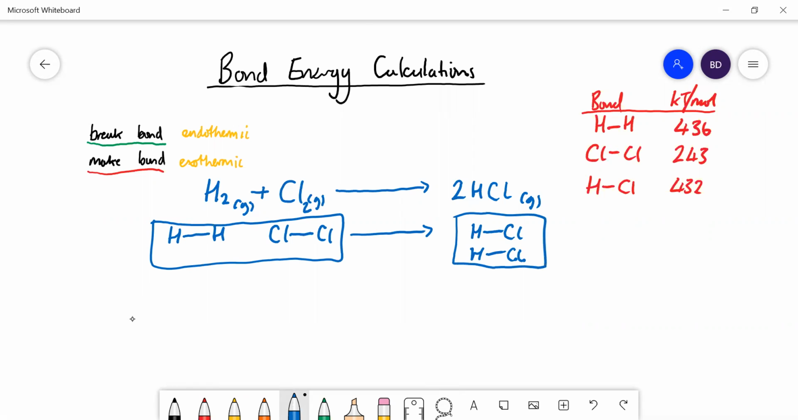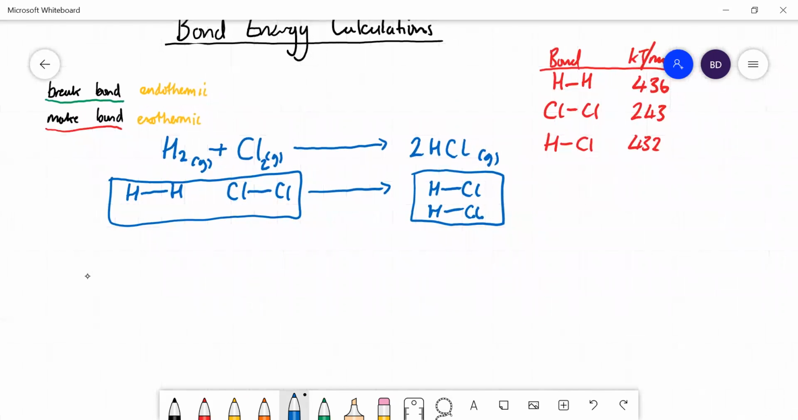Now what we're going to do is break all of these bonds and break up the molecules into the individual atoms. So we're going to have 2 hydrogen atoms and 2 chlorine atoms. And then here we're going to build up those 2 new molecules, forming the new bonds. So this green arrow here is going to be breaking. Now breaking bonds is endothermic.